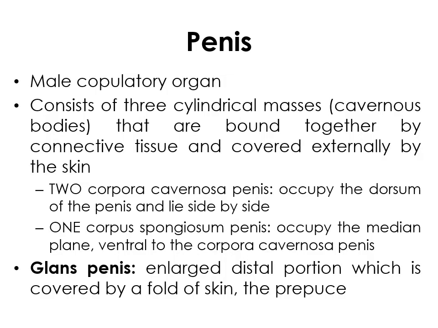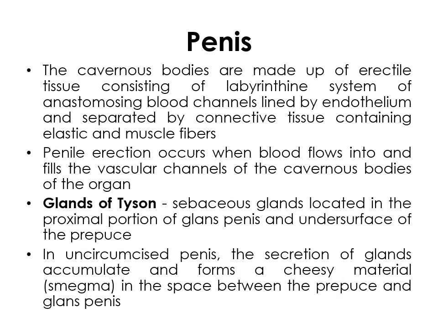The penis is the main male copulatory organ. It consists of three cylindrical masses bound together by connective tissue: two corpora cavernosa penis and one corpus spongiosum penis. The glans penis is the enlarged distal portion, covered by a fold of skin called the prepuce. The penis is made up of erectile tissues consisting of a labyrinth system of anastomosing blood channels lined by endothelium and separated by connective tissues.